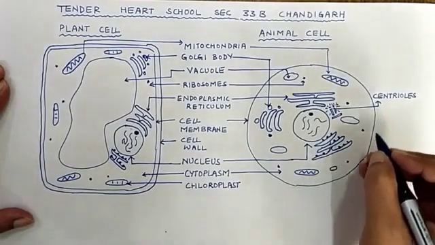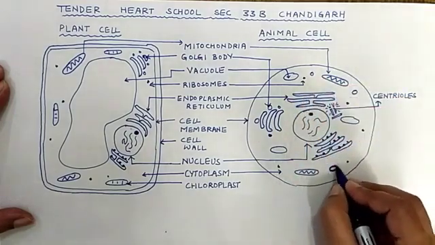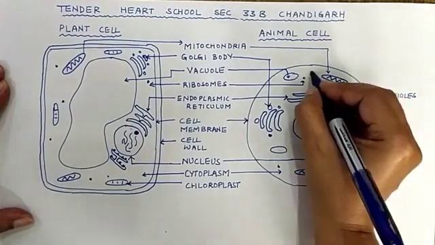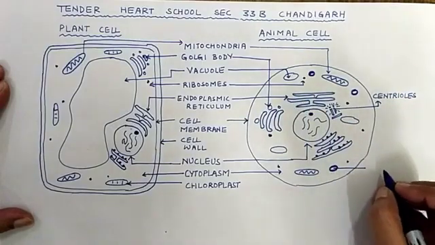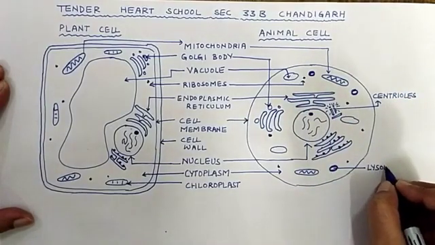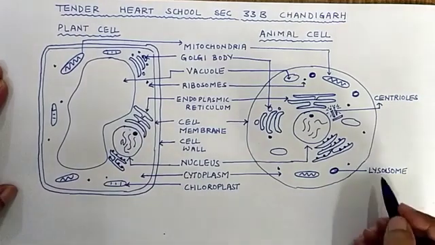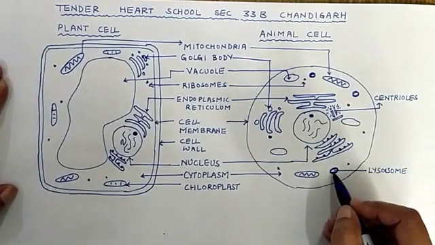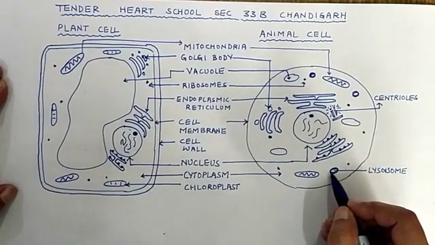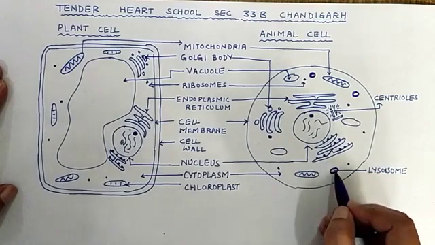And then we have the lysosomes. Lysosomes are again membrane bound organelles, and these lysosomes contain certain enzymes, digestive enzymes. Lysosomes are present only in the animal cell, and these contain certain digestive enzymes which will digest foreign substances. Any unwanted foreign substance which enters into the animal cell is taken to the lysosomes and is digested. Right? It is basically removed from the animal cell.